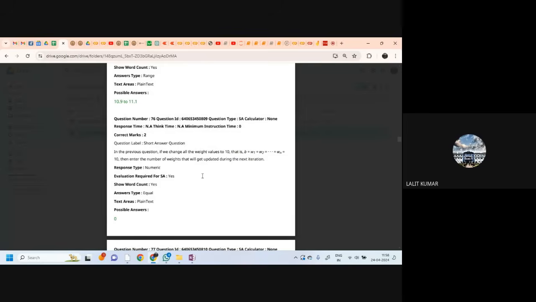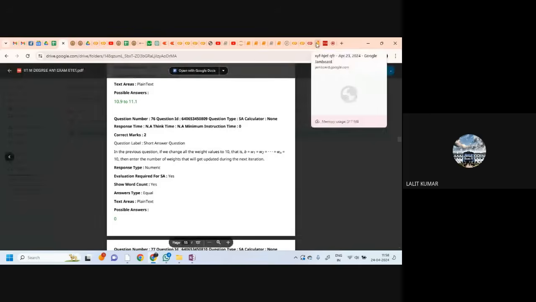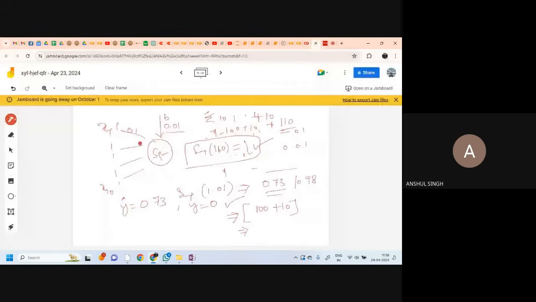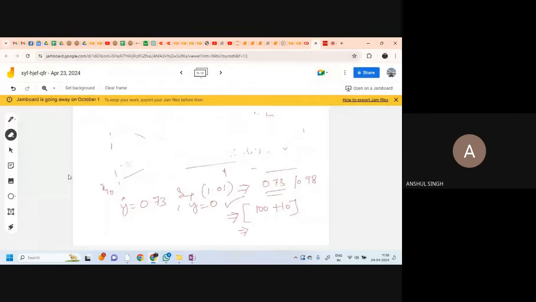In case y is equal to 1 instead of y is equal to 0, then both answers will be correct here: in the first 11 and in the second 0. But our understanding is correct. Exactly, we are doing it right. Can somebody check on the discourse, please? Okay.